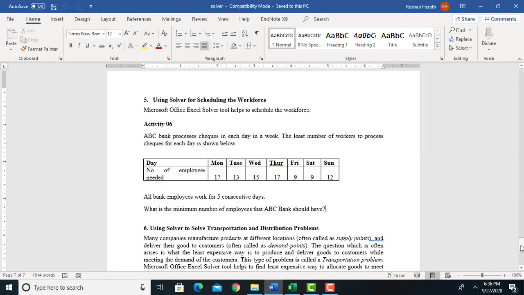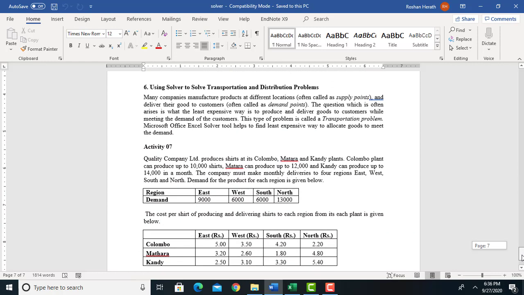Now let's look at another application of Excel solver. We call it using solver to solve transportation and distribution problems. When it comes to business organizations, this is a main concern. If you take a manufacturing business organization that distributes its goods to the outlets of different buyers, you need to come across situations as such.